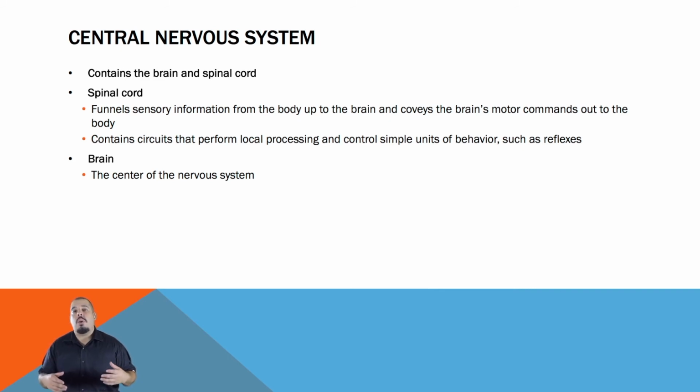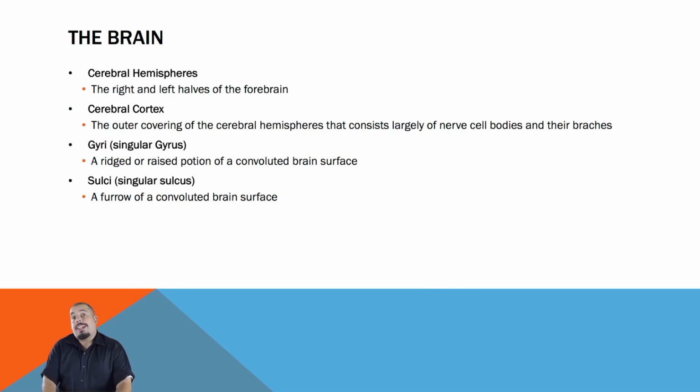This is why when you go to the doctor and they test your reflexes with the little orange hammer on your kneecap, it feels totally different than any other movements. It's not being processed by the brain, but by the spinal cord. Now, the brain is the center of the nervous system. The brain contains 2 hemispheres, left and right.